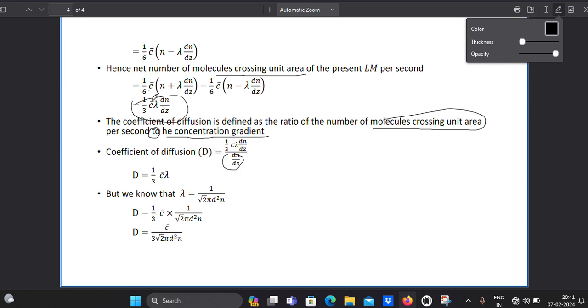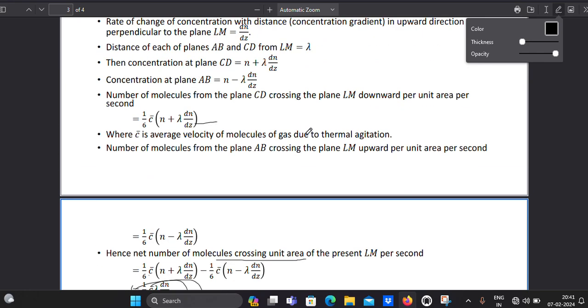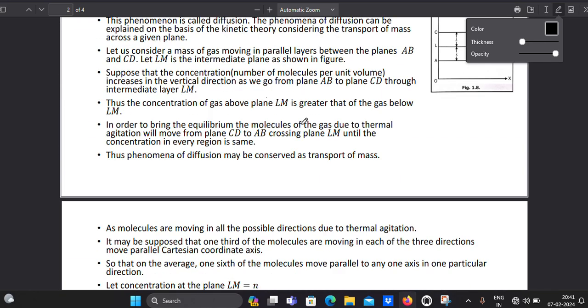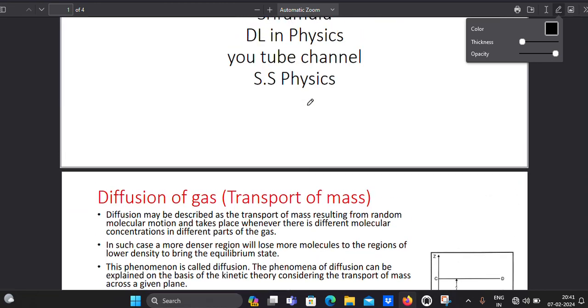So then substitute this value here and dn by dz. Then dn by dz gets cancelled, and we get 1 by 3 c bar lambda only. But we know the lambda value: 1 by root 2 pi d square n. So D is equal to 1 by 3 c bar lambda, and finally we write D, the diffusion coefficient, as c bar by 3 root 2 pi d square n. So friends, this is diffusion. Keep it in mind while you are preparing. Okay friends, thank you. Don't forget to watch this video till the end. Okay, thank you.